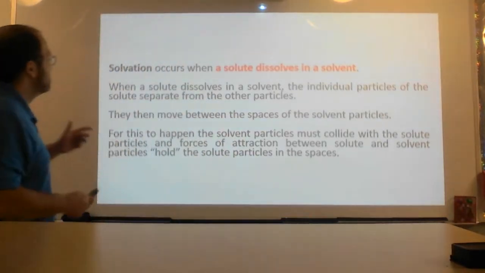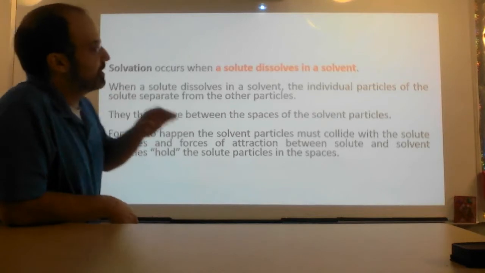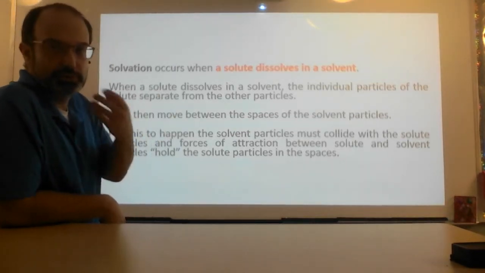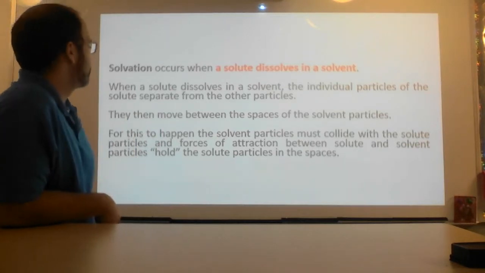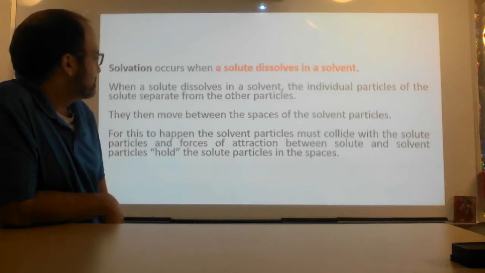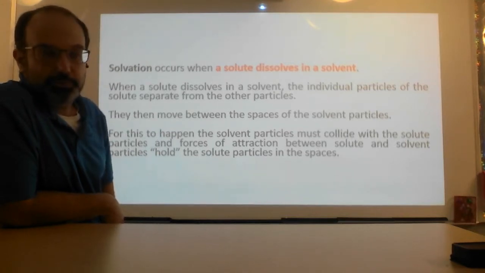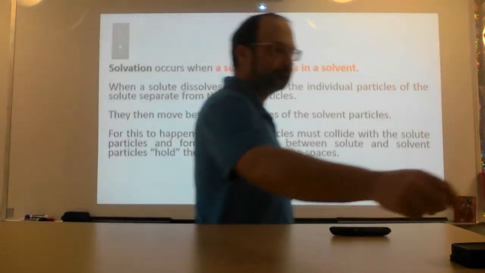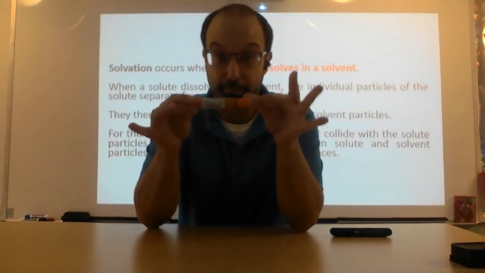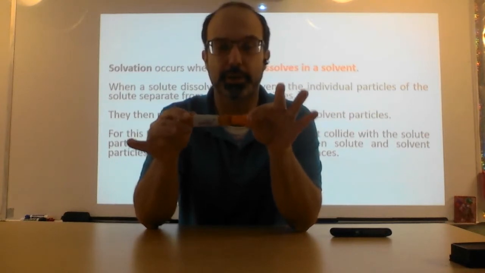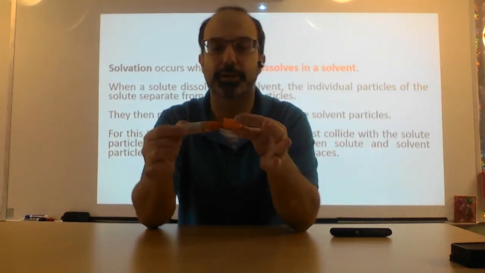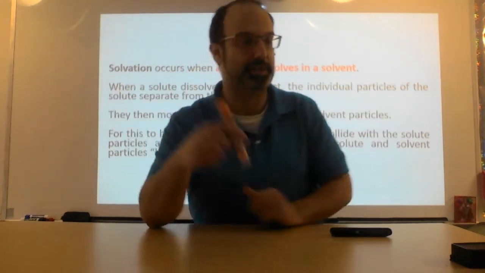Okay, let's take a look in some detail. Solvation occurs when a solute dissolves in a solvent. So the process of making a solution is called solvation because we want to keep using that sol word over and over again. When a solute dissolves in a solvent, the individual particles of the solute separate from each other, right? So, for example, here we go. We got ourselves a particle. In this case, it's a marker. And when I put it inside of the liquid, the particles of the marker have to separate. They have to physically get farther apart. I don't think that's a big surprise.